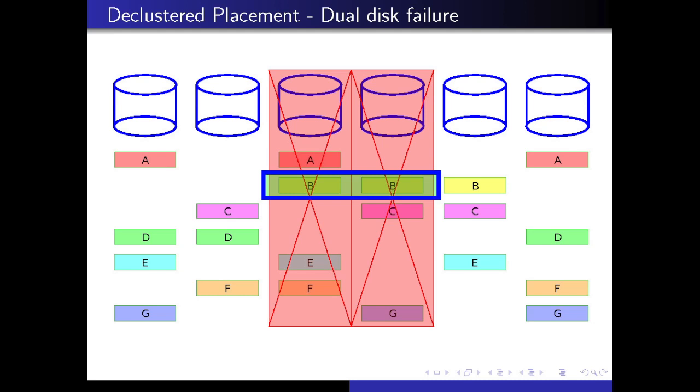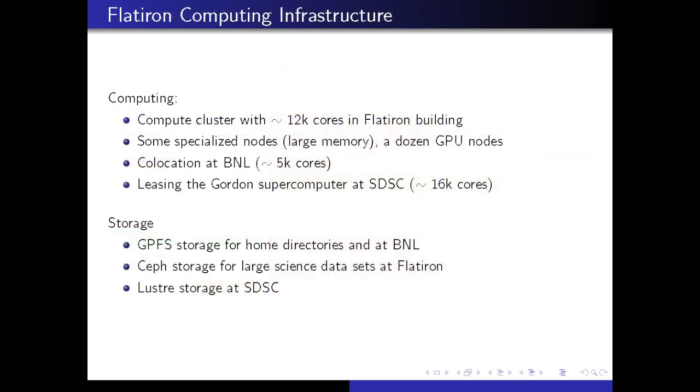So after a general overview, this is a very high-level picture. There's more complexity to any distributed file system than this. I want to talk a little bit about our Flatiron implementation of how we went about implementing Ceph and why we chose this and what it gives us.